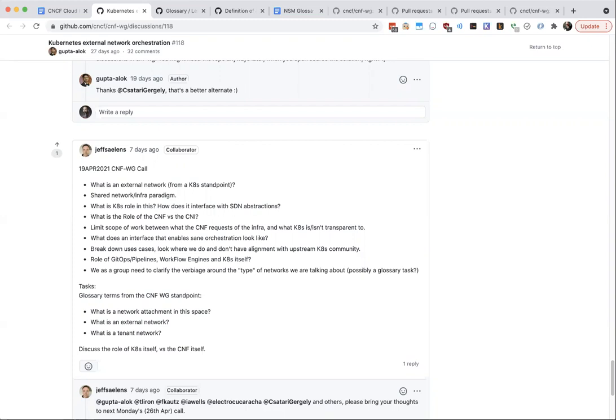I mean, with ENO, we are basically bringing, like Jan said, the automation for the external networks, which then eventually will be consumed by the network managers like Multus or Danem and NSM. So we are bringing the sense of automation for such networks that will then later be consumed by the network functions, which doesn't exist today in the ecosystem.